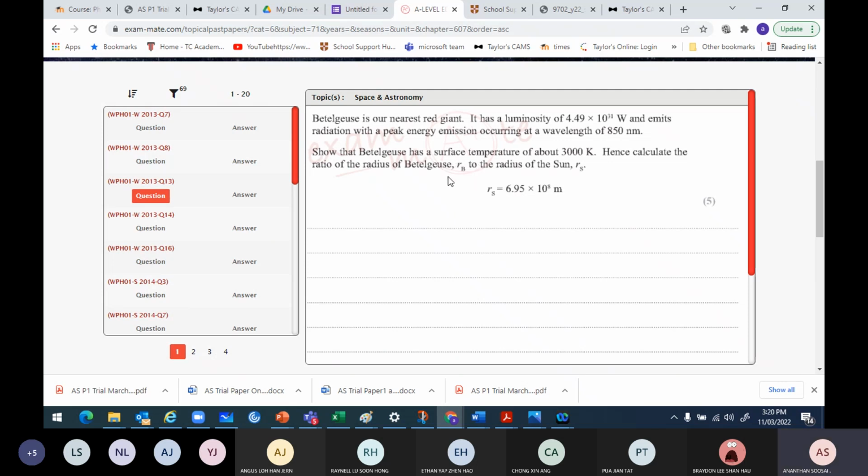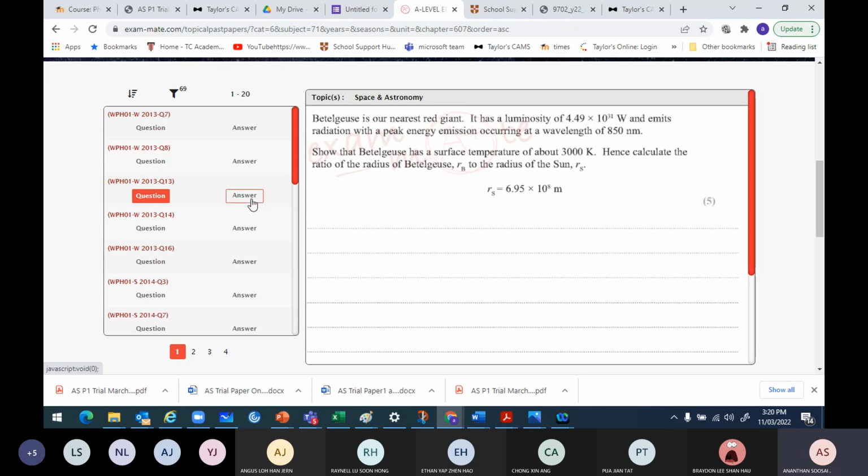So Stefan's law, right? You know luminosity. You know temperature. You can find the radius by using Stefan's law, right? Sigma. So use Stefan's law to get the answer. Then get the ratio. So this question is about Wien's law and Stefan's law.